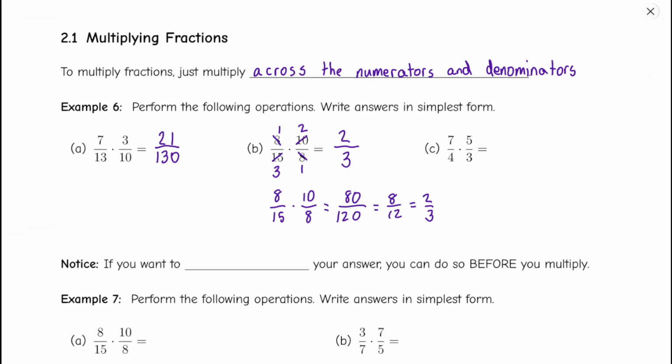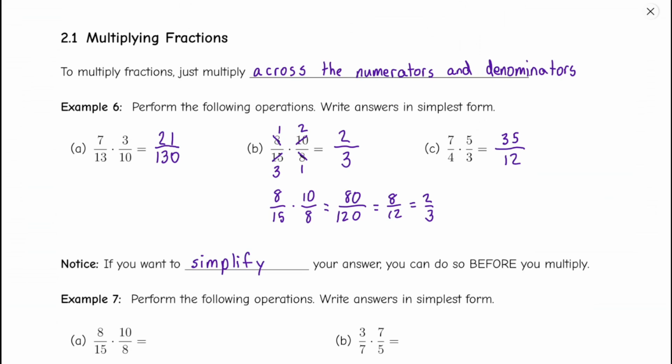C, 7 over 4 times 5 over 3. Nothing here simplifies, so 7 times 5 is 35. 4 times 3 is 12. So we get 35/12. Notice, if you want to simplify the answer, you can do so before you multiply, as seen in Part B.